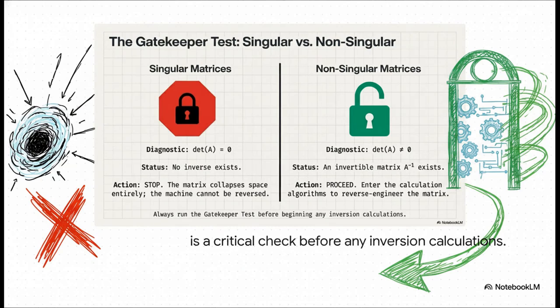But hang on, before we even start drawing up blueprints for this reversal machine, we have to run a super important diagnostic. I like to call it the gatekeeper test. It asks one and only one question. Is the determinant of our matrix 0? If the answer is yes, the matrix is what we call singular. That means the transformation has squashed space down in some way, making it irreversible. The gate is closed, process terminated. But if the determinant is anything other than 0, the matrix is non-singular. The gate swings wide open, and we're clear to proceed.